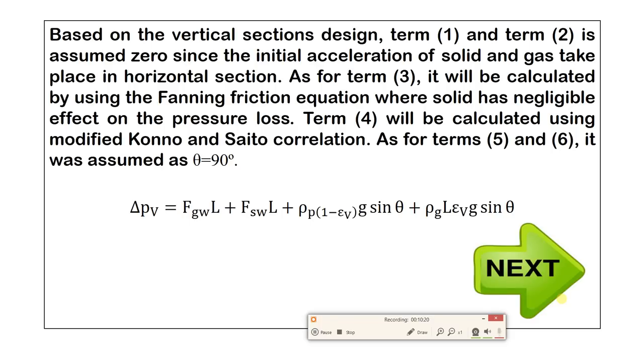Unlike the horizontal section, the vertical section design assumes 0 for term 1 and term 2, since the initial acceleration of solid and gas takes place in the horizontal section. As for term 3, it will be calculated using the Fanning friction equation, where solid has a negligible effect on the pressure loss. Term 4 will be calculated using the modified Cono and Saito correlation. As for terms 5 and 6, it was assumed that theta is equal to 90 degrees.